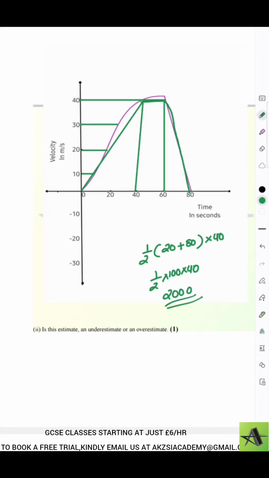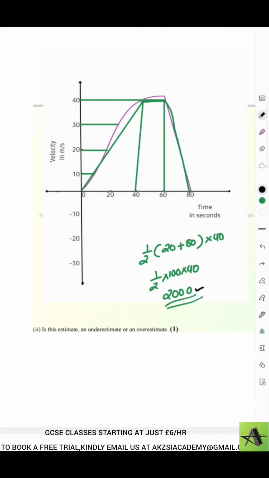Because we have already excluded this one and this one, that means clearly we have calculated a little less than the actual value, and that's what they are asking in the second part. It says, is this an estimate, an overestimate or an underestimate? Definitely your answer is 2000, but because we have excluded these values, maybe the answer would be 2500 or 2600, but the actual answer is greater than what you have calculated. That means you have done an underestimation.